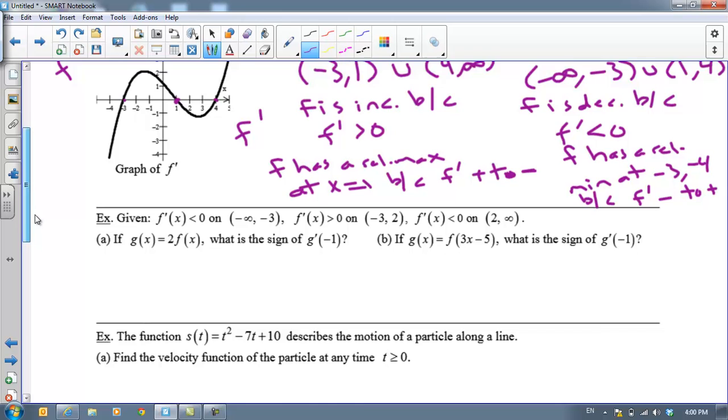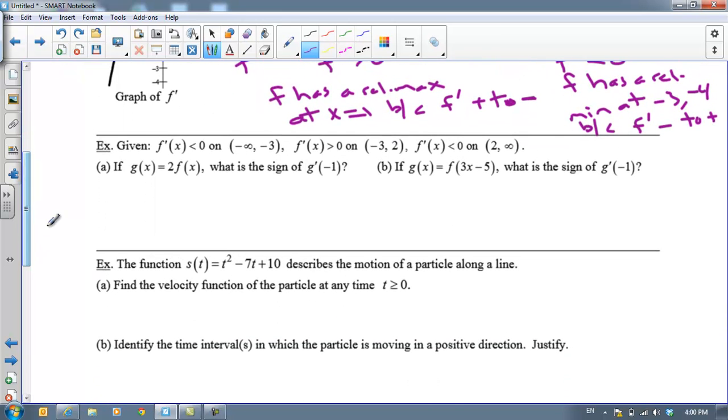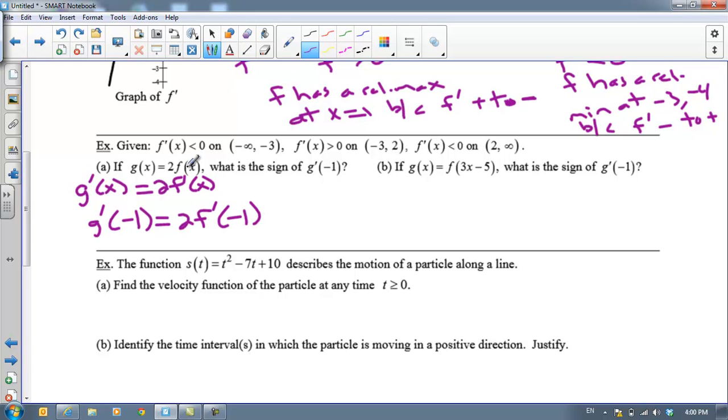All right, so let's take a look at a couple last examples. We've got some information here. If g of x equals 2 times f of x, what's the sign of g prime of negative 1? So I'm going to get what g prime of the letter x is first, and that would be 2 times f prime of x. So g prime of negative 1 is going to equal 2 times f prime of negative 1.